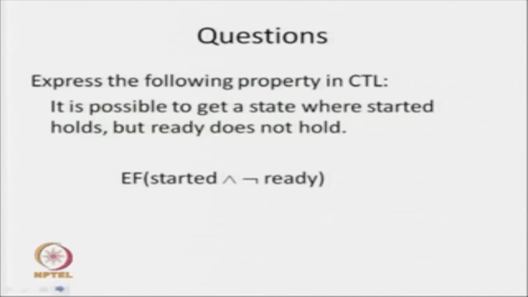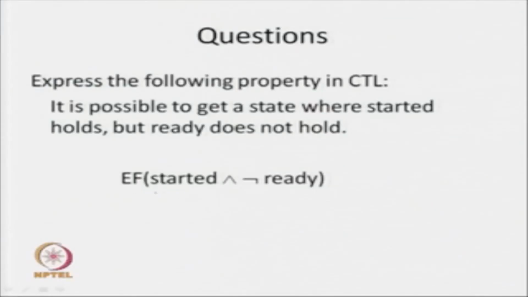So, we will find that we can express this property in CTL something like that. There exists a path in future where started is true, but ready is not true. So, this property we are going to capture in CTL like that: there exists a path in future where started is true and ready is not true. This is the way we can capture it.